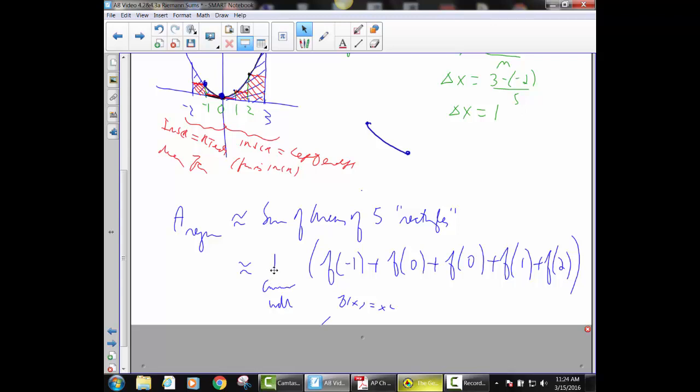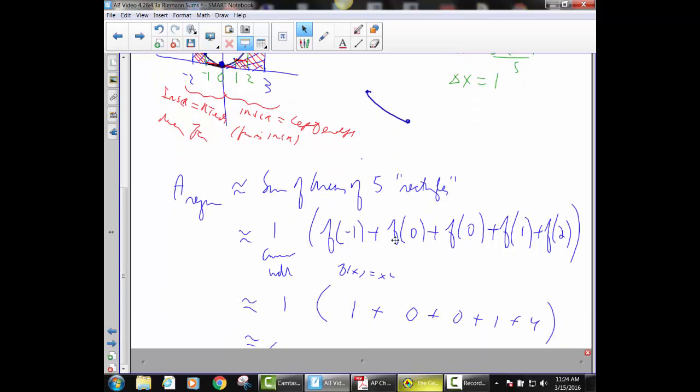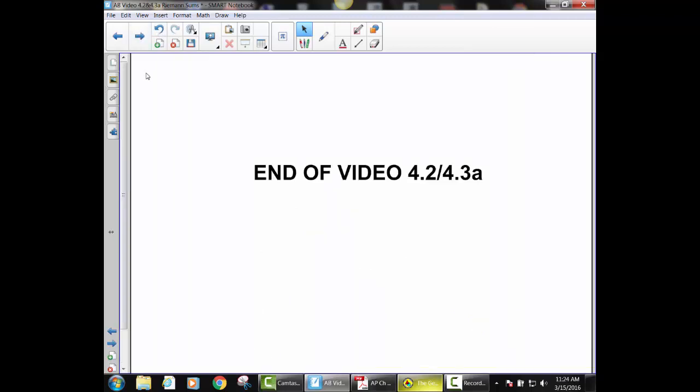I have 1, which is the common width, so I'm just pulling the width out in front, since it's width times height plus width times height. And my heights are at f of negative 1, f of 0, f of 0, f of 1, and f of 2. I use f of 0 twice because in this interval, 0 is at the lowest height, and also in this interval. Okay, our f of x was x squared, so negative 1 squared, 0 squared, 0 squared, etc. And our approximate area that we get is 6. And that's the end of video 4.2, 4.3a.